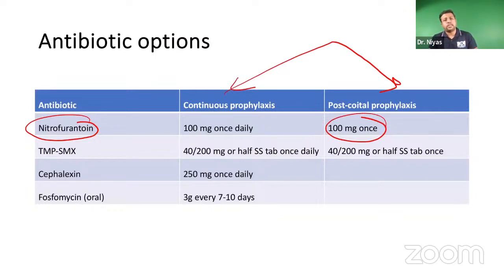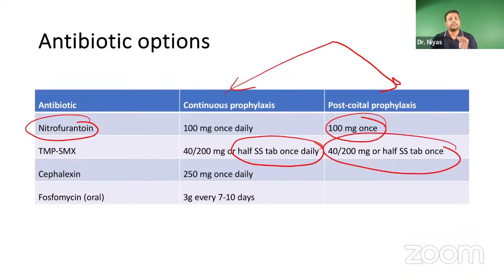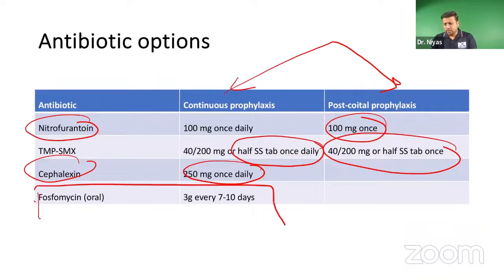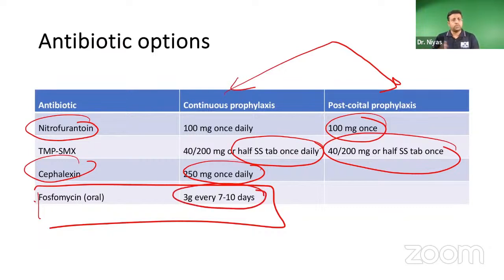Now, next is trimethoprim-sulfamethoxazole as a prophylaxis. You give a half single strength tablet daily, again 3 to 6 months or even longer. Post-coitally, again half single strength tablet given just as a single dose. Oral cephalosporins can also be used, like cephalexin 250 milligram once daily, or cefixime 200 milligram once daily, etc. Fosfomycin is usually given for resistant organisms which are resistant to the usual antibiotics, in which you can use fosfomycin 3 grams given every 7 to 10 days.